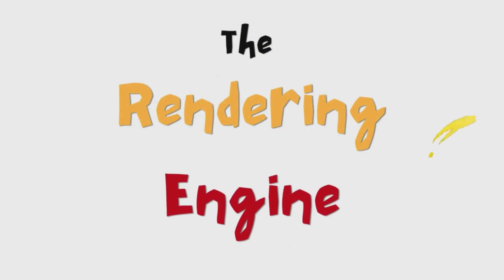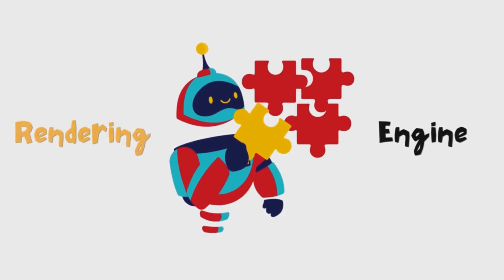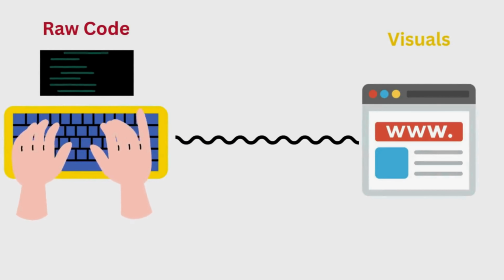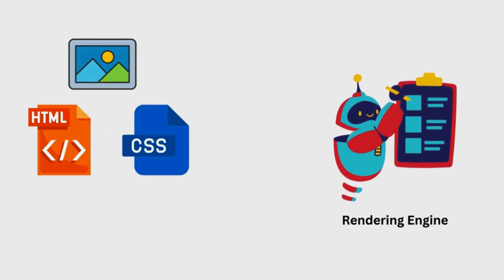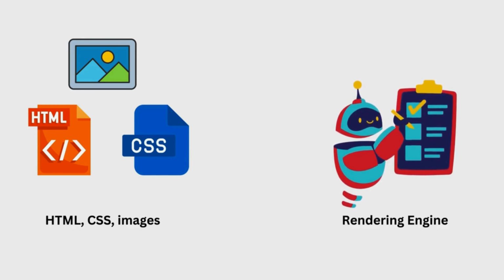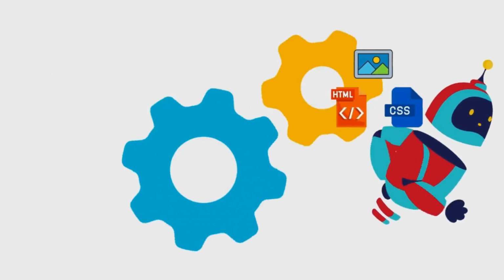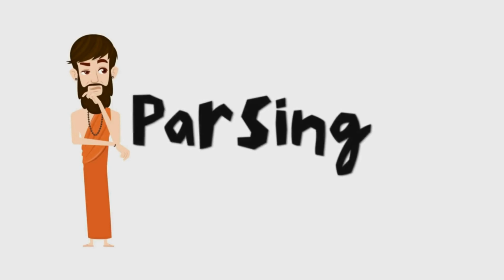Welcome to the heart of this video, the rendering engine. This component is crucial because it turns raw code into the visuals you see on your screen. The rendering engine will start getting the contents of the requested website with the help of the networking component. Once the rendering engine has the content, it begins processing it. The first step in this process is parsing.